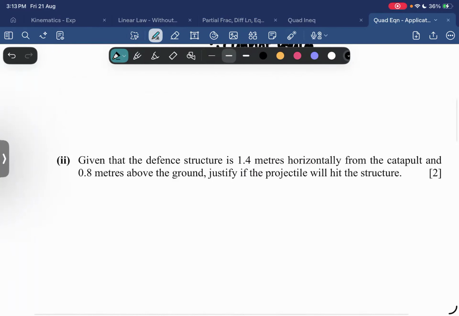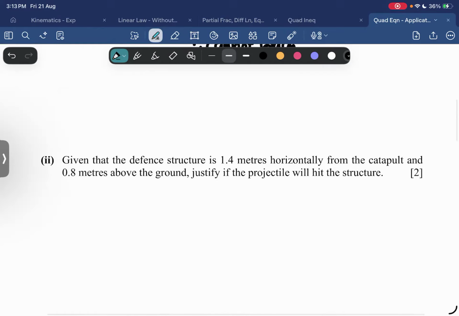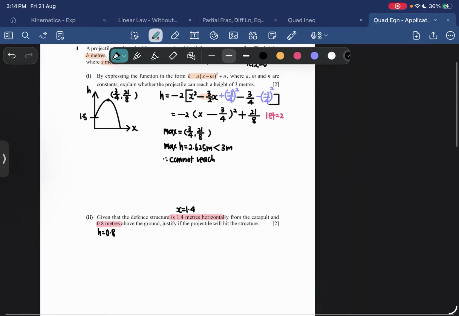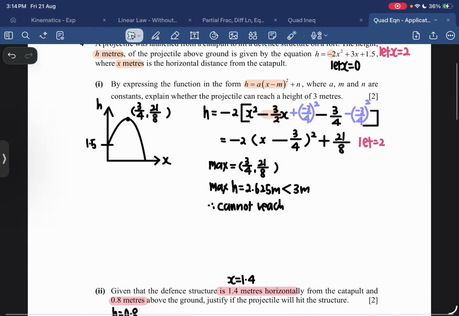Then after that, given that the defense structure is 1.4 meters horizontal, that means this is x equals to 1.4. Then this is h equals to 0.8. So whether we will hit the structure or not, what we will do is sub in. What will I try to sub in? I think subbing in x is easier than subbing in h.